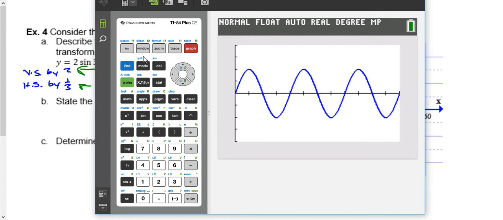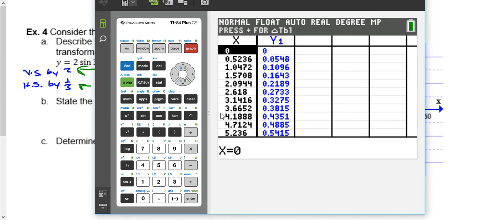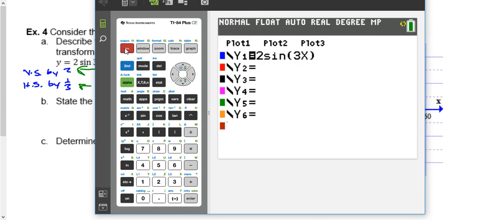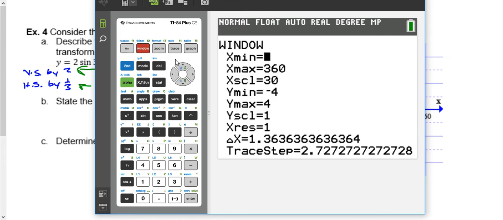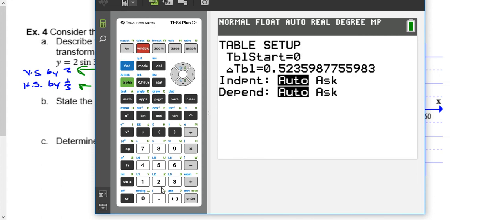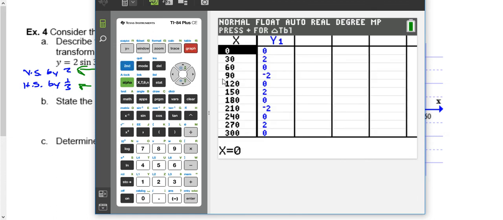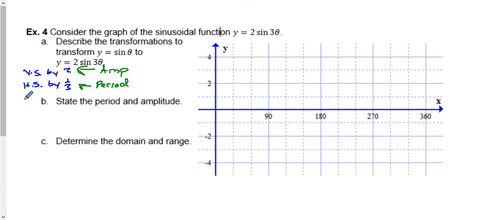If I go second graph, I bring up a table of values. And again, this table of values is the same thing as before. But because we're going from 0 to 360, we want to change up our table set between 0, going up by 30 degrees there, and table values again. So here we go. At 0 degrees, we're at 0, 30 degrees, we're at 2, 60, we're at 0, 90, we're at -2. So it's just going to repeat itself there.